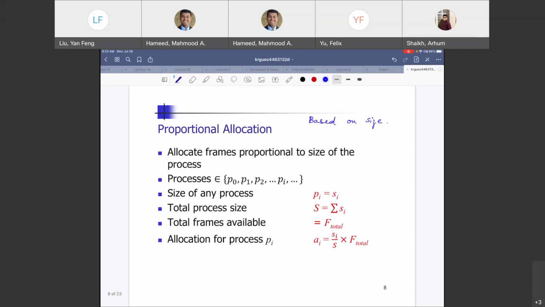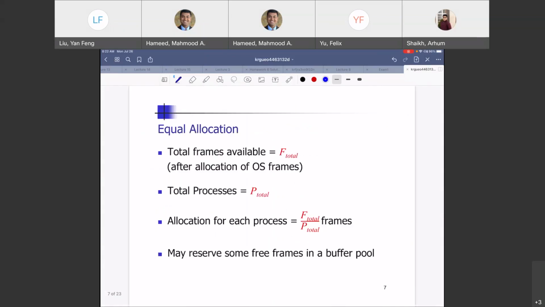In the equal allocation, there was no basis. You just had to be there. You're there, you get the equal allocation. You just need to be active.